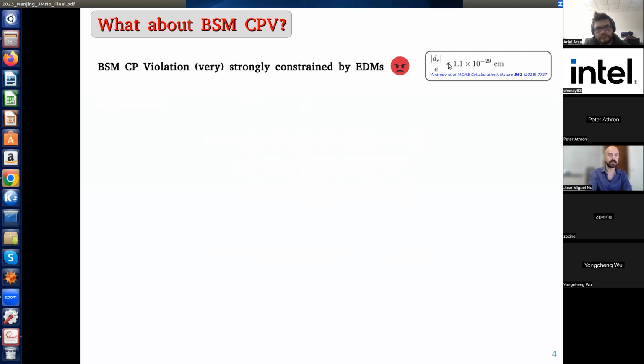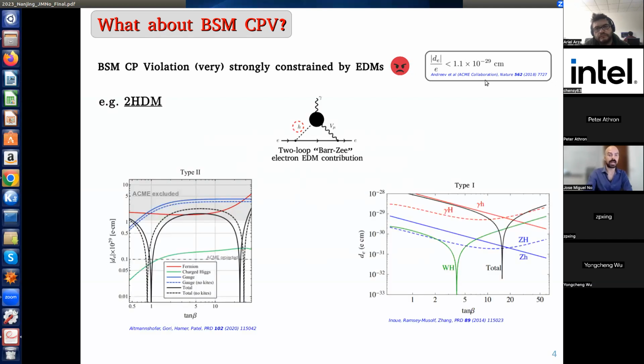So for example, here you have the current limit from searches of an electric dipole moment of the electron from the ACME collaboration. And if one goes back to the two-Higgs doublet model and sees what the effect of these experimental bounds is, we see that this is extremely strong currently. It's very strong currently and would be even more in the near future.